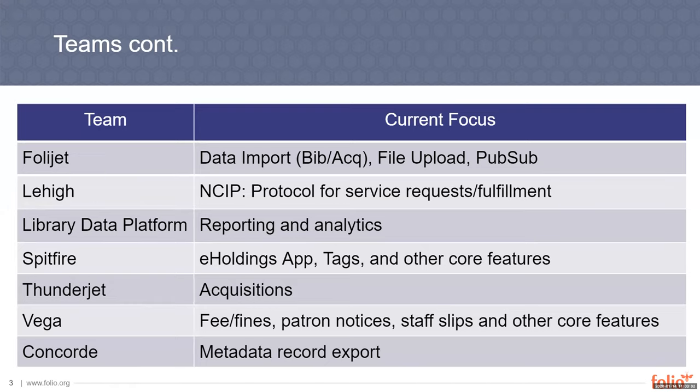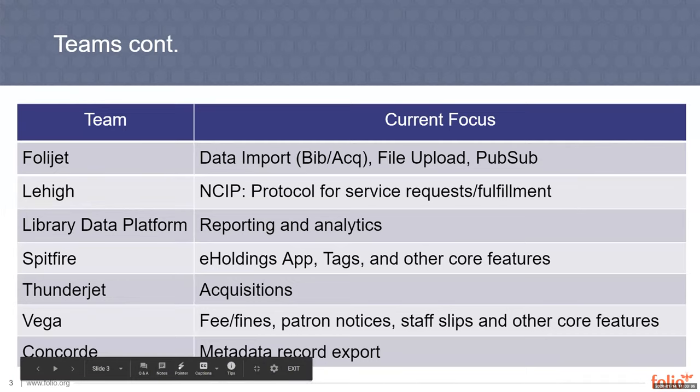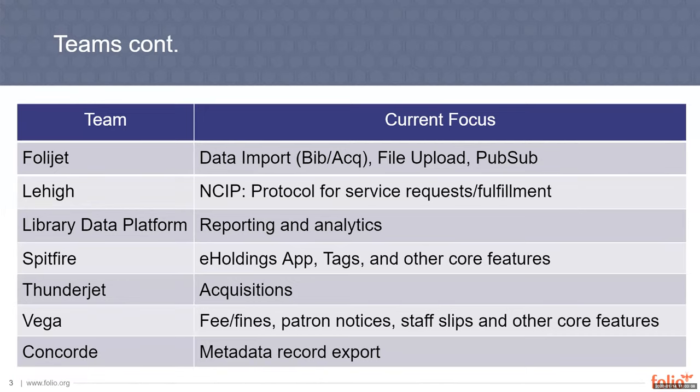So as you can see, for example, Concord is now going to be focused on metadata record export. This is an important feature that just wasn't getting the attention that it needed. And now it has a team that's dedicated solely to export. And we hope that with that and Magda as the PO, that we'll be able to make some good progress on that. And then Vega is also helping out in a new area.